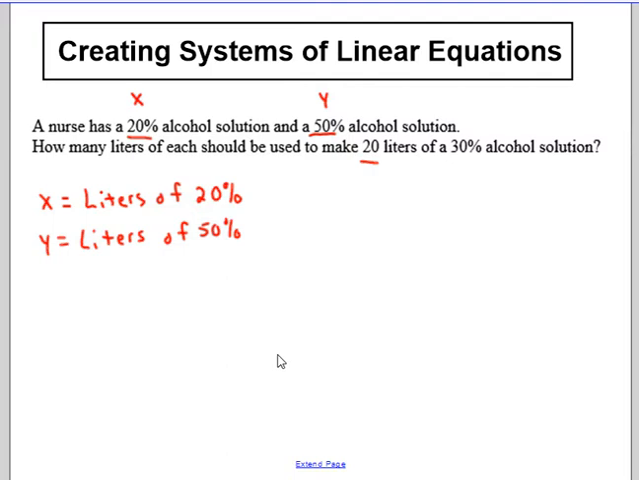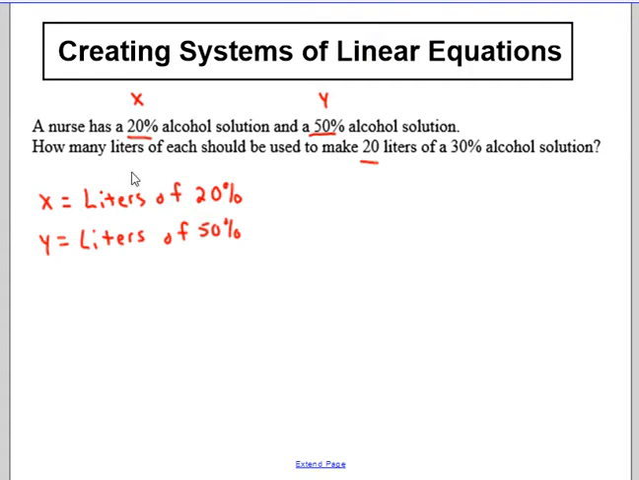Okay, now common sense tells me if she's going for a 30% solution, that's closer to 20 than 50, so she's going to have to use more of the 20%, right? And half of 20 would be 10, so I'm thinking a little bit more than that, maybe 13 or 14 liters. So common sense can give me an idea of what type of answer I'm going to get.